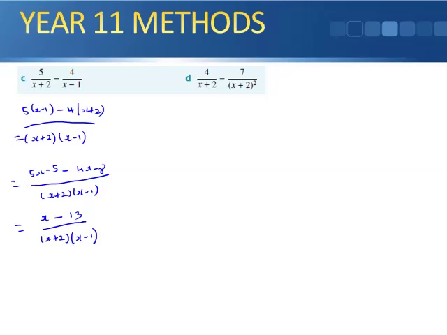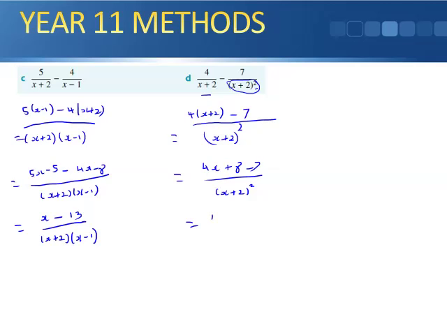And with D, again, well, that's the same denominator but squared, and that's only 1, so I'm just going to write x plus 2 all squared as the denominator. So I just need to times this 4 by x plus 2, and this will stay as minus 7, so I get 4x plus 8 minus 7 divided by x plus 2 all squared, which means I get 4x plus 1 divided by x plus 2 all squared.